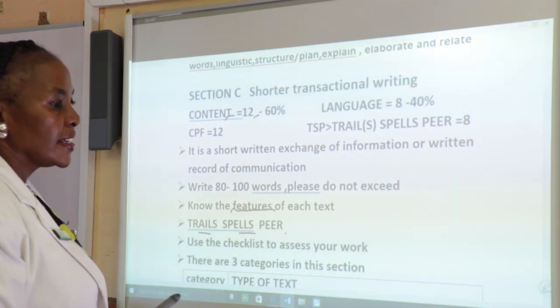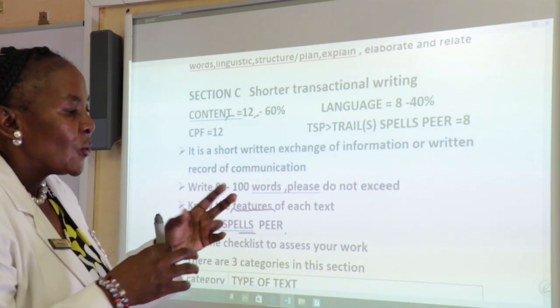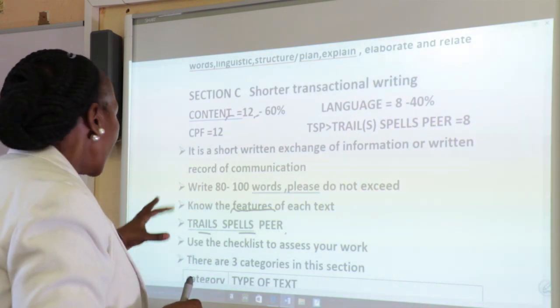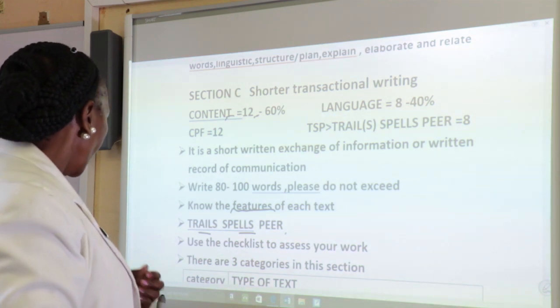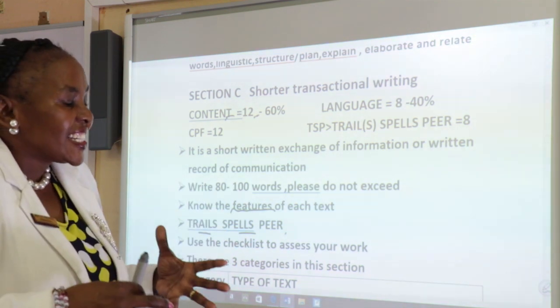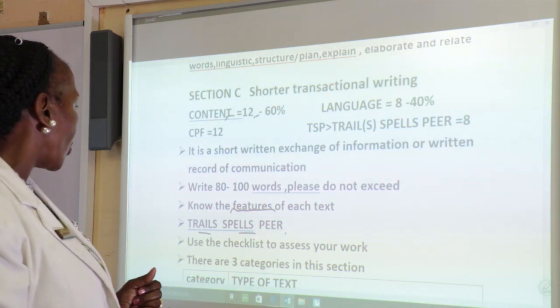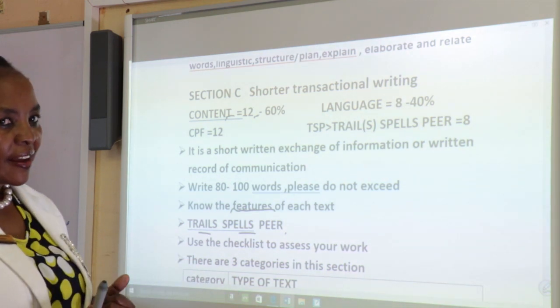And TRAILS: T is for the tone. R is for register. We know those two are always together, the tone and the register. A is for audience. Whom are you writing to? I is for the intention, the purpose of writing what you are writing. Obviously, the language is there and the style.